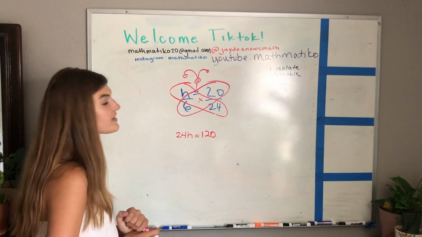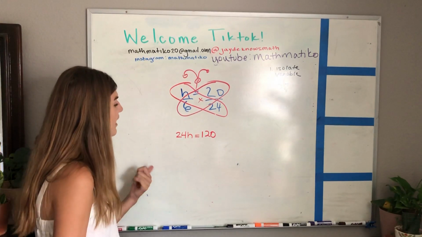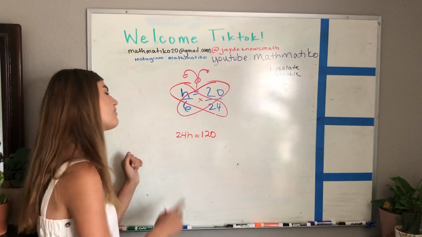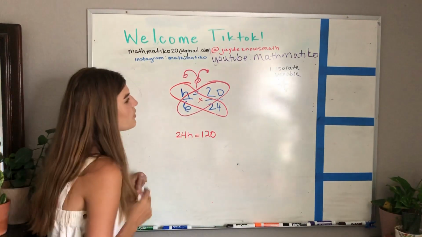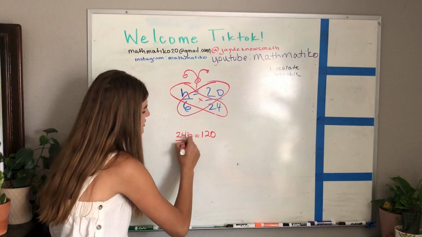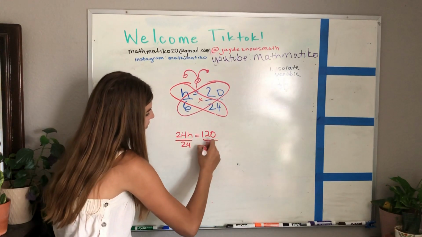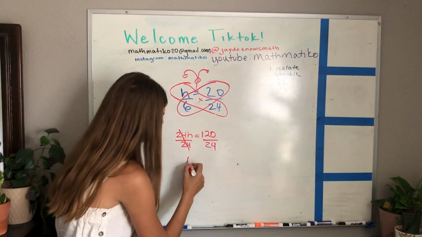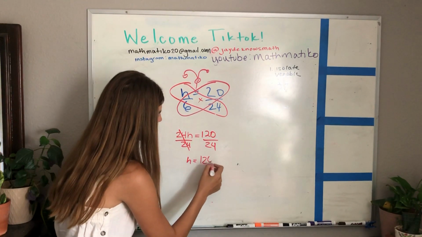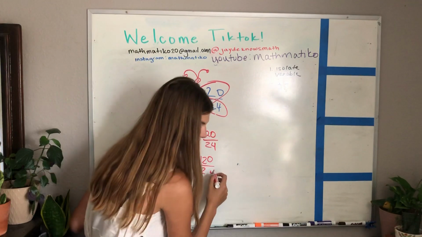All right, now this looks like our one-step problem. So now what do we know is happening? We know that 24 is being multiplied by h, because we multiplied it. So we can do the opposite, which is division. Do it on both sides. 24 divided by 24 is just 1, which is just h. Then we have 120 over 24.